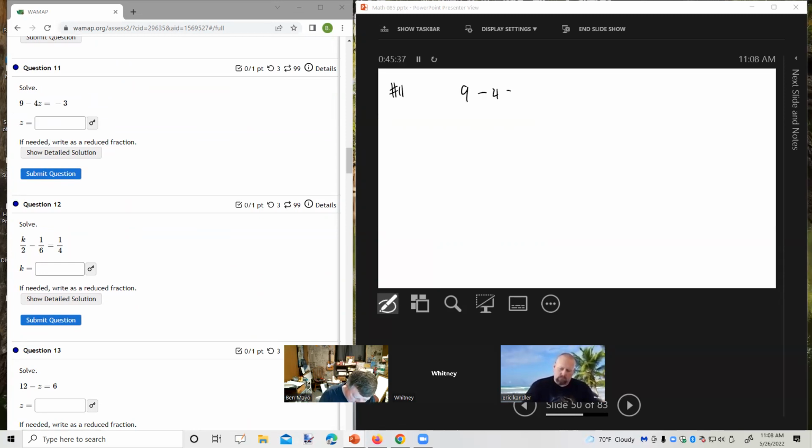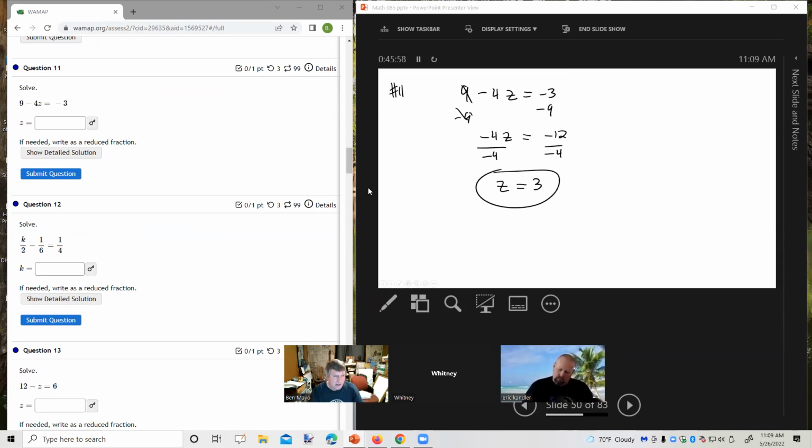Nine minus 4z equals negative 3. So we'll subtract 9 from both sides to isolate the variable term. Then we'll divide both sides by the coefficient of z. Negative divided by negative is positive. So we'll isolate the variable.